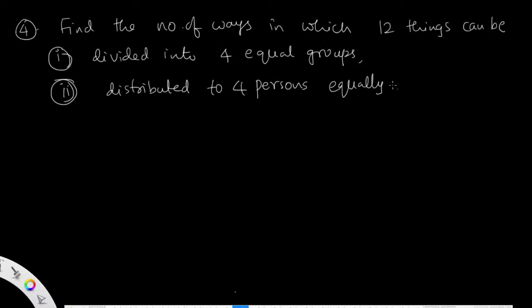So this is the question given. 12 things are there. This can be divided into 4 equal groups. And the second one is distributed into 4 equal groups. What is the difference between those two questions? Give the response. What is the answer? Write down in the chat box.